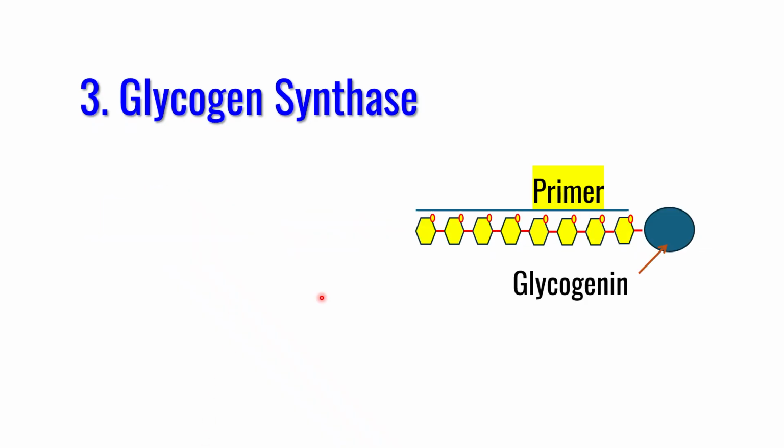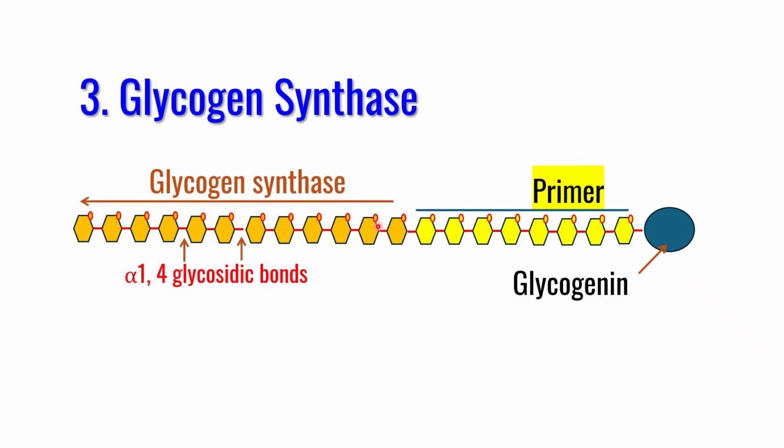Let us discuss the third step, glycogen synthase activity or extending the primer. Glycogen synthase requires a primer which is attached to or synthesized by glycogenin, and UDP glucose, which is the activated precursor for glycogen synthesis. Glycogen synthase starts extending the chain by connecting glucose moieties through alpha-1,4 glycosidic linkage. Once 12 to 14 glucose moieties are added, the branching enzyme starts making a branch point, which we will discuss in the next slide.